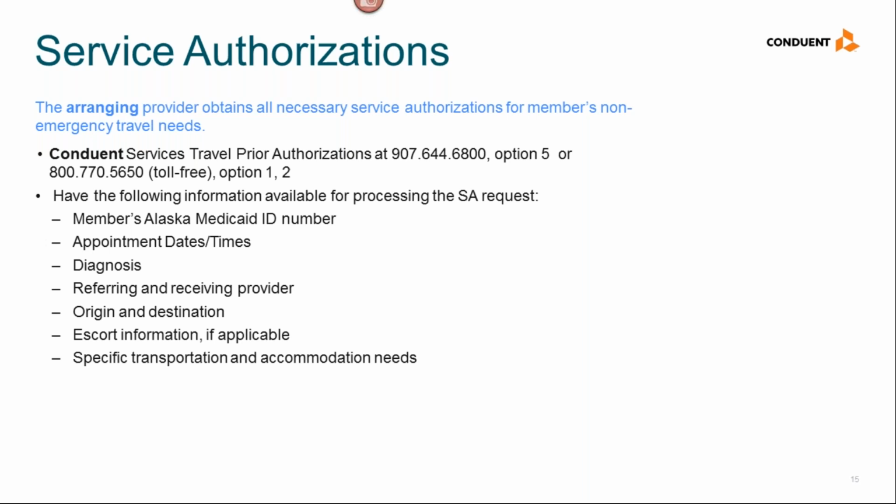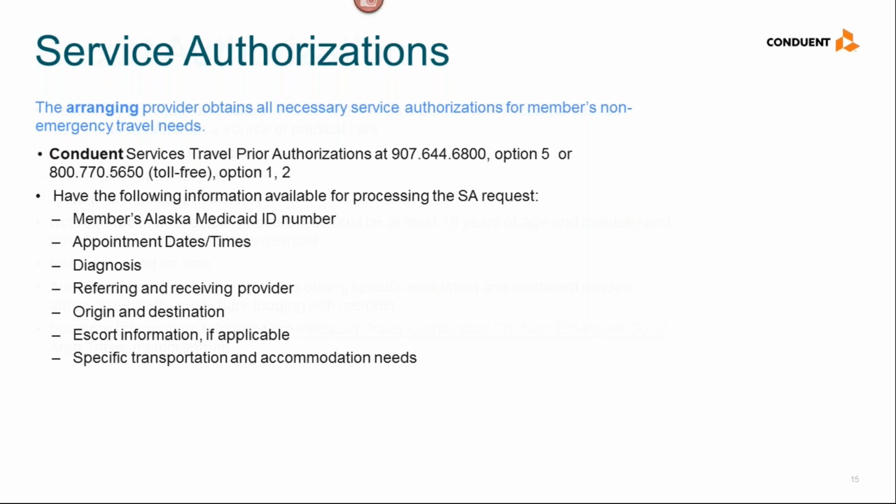The patient's origin and destination points, and even if it's in the same town that they're traveling within, you do still need to kind of know that. If you are requesting an escort, the escort's name and other information. And then what specifically they need. So is it 2 taxi rides? Is it 4? What exactly are they going to need to have in place?